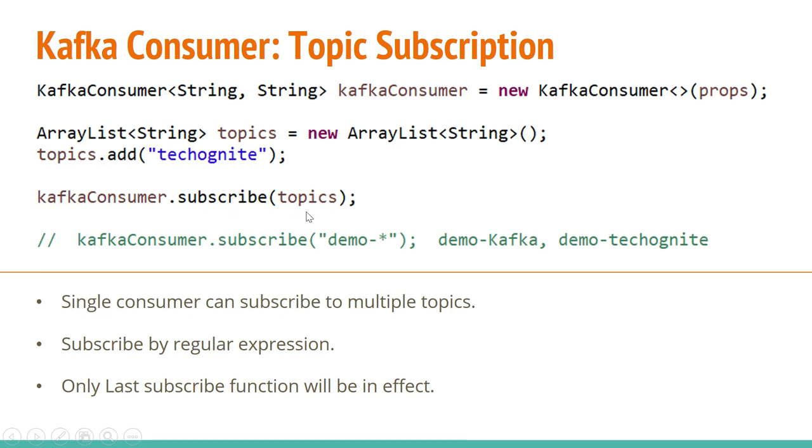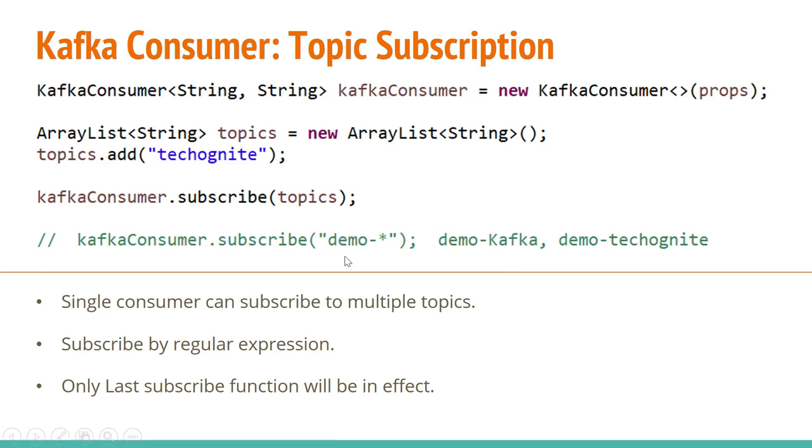One single consumer can subscribe to many topics. So that means that a single consumer can receive messages from multiple topics at once. The second variant of the subscribe method is the regex option where we are saying that any topic starting with demo hyphen is going to be subscribed. So let's assume that in the Kafka broker there are two topics with the names demo hyphen Kafka and demo hyphen Tocognite.